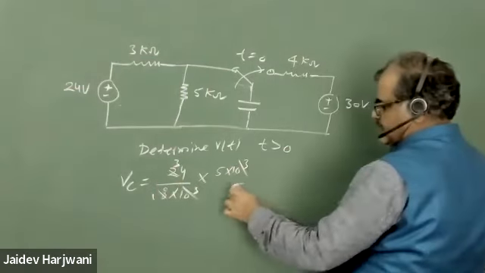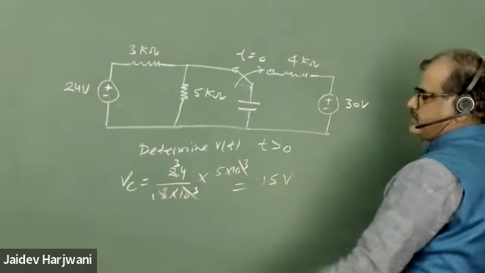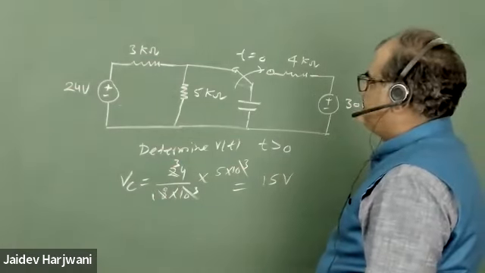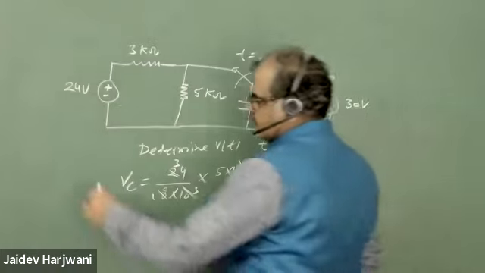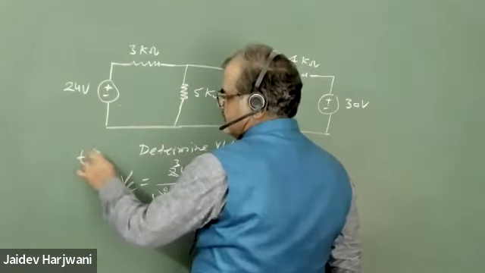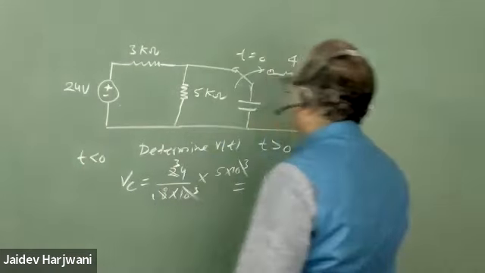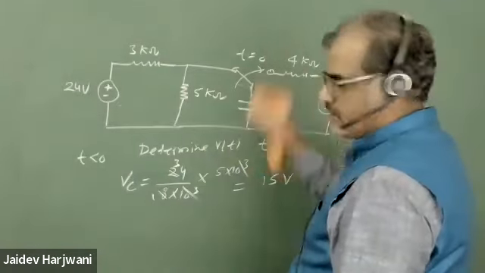Sir, initially when it opens, the current will go through the 4 kilo ohm, right? Where will it go? This is before t is equal to 0. At t is equal to 0 we are closing.